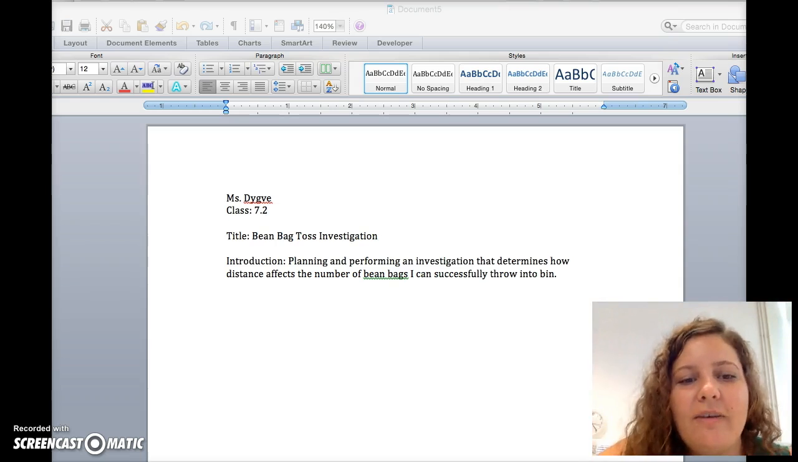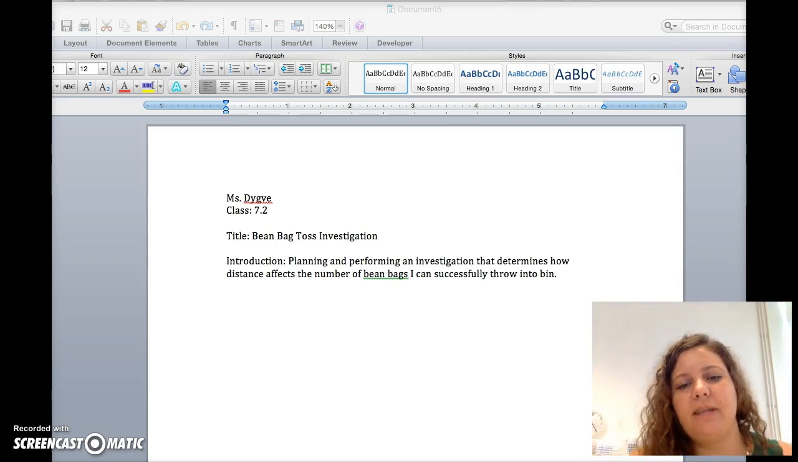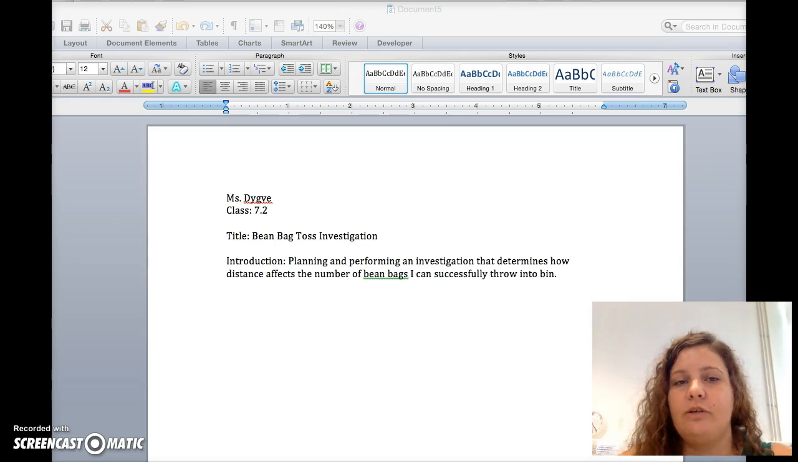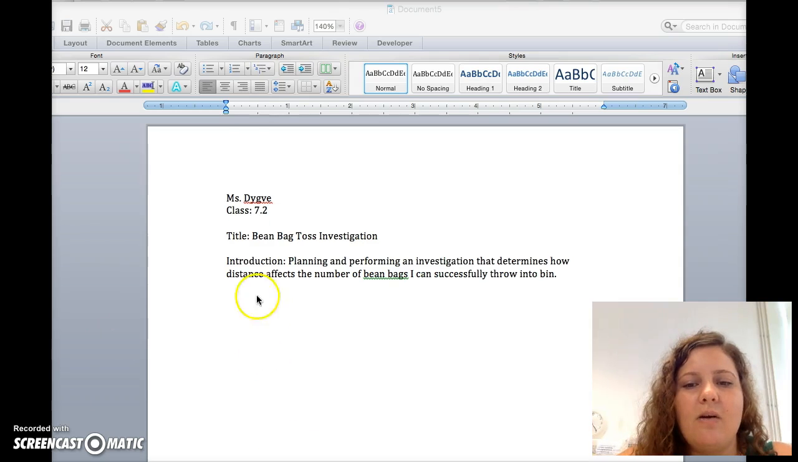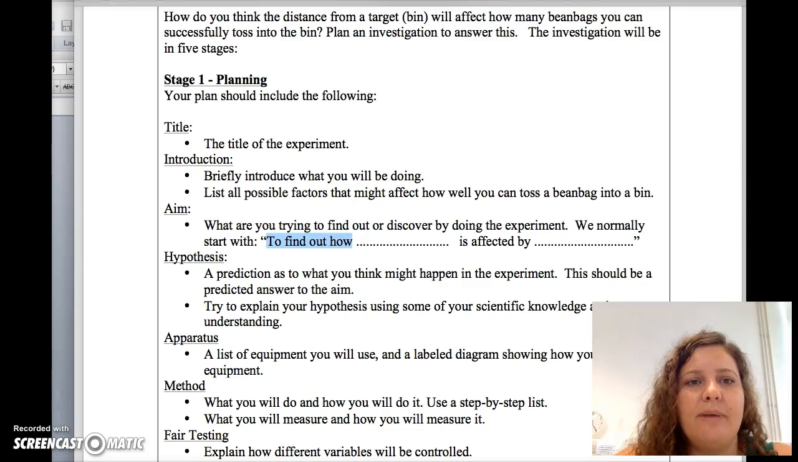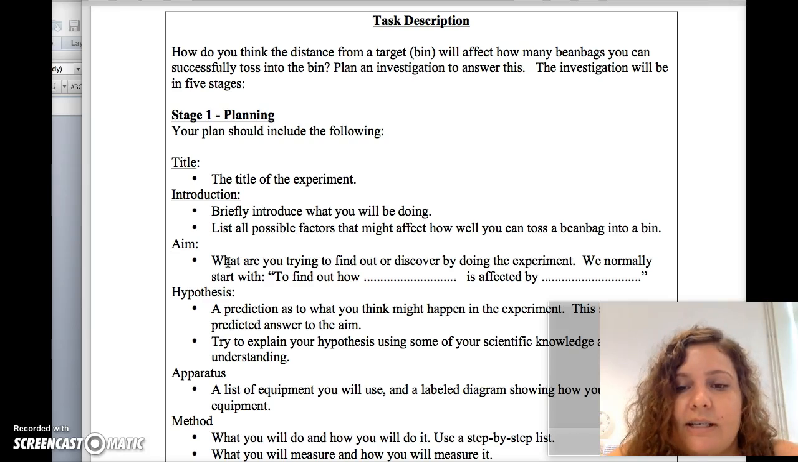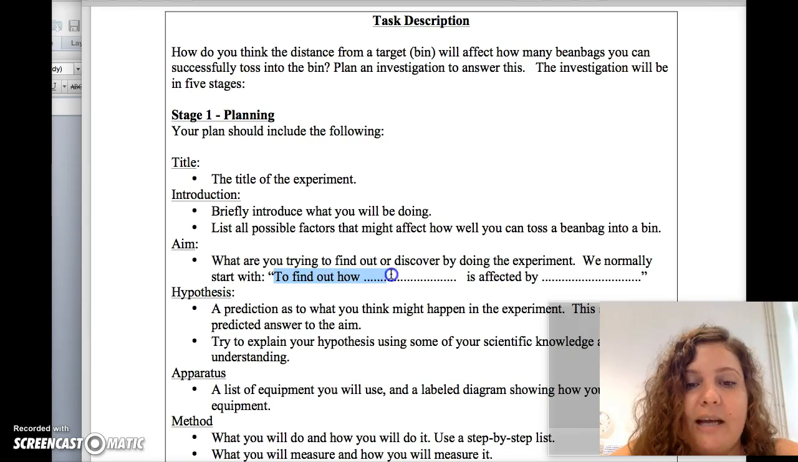Welcome back. All right, so for your introduction, you should have something like planning and performing an investigation that determines how distance affects the number of beanbags I can successfully throw into a bin. So let's go back to our beanbag toss investigation and find out what's next. All right, looks like we have the aim. What are you trying to find out or discover by doing the experiment? We normally start with to find out how blank is affected by blank.